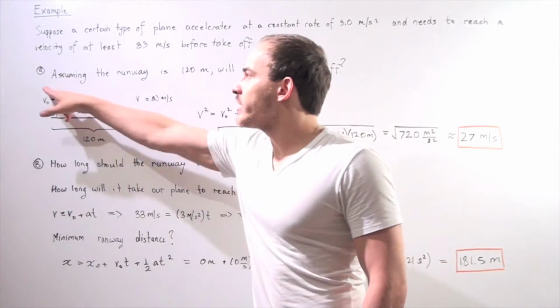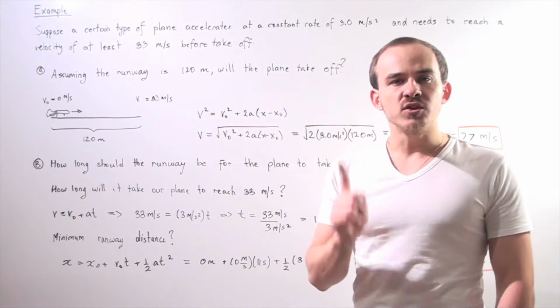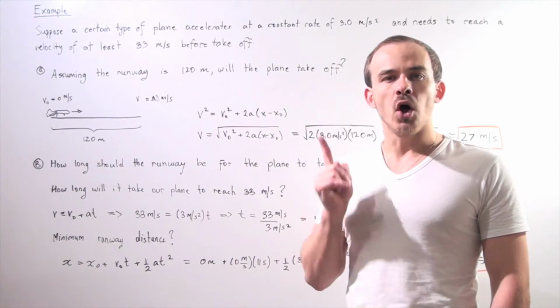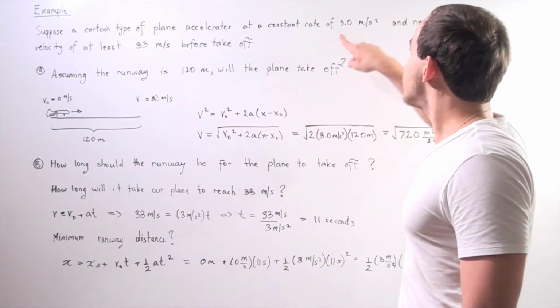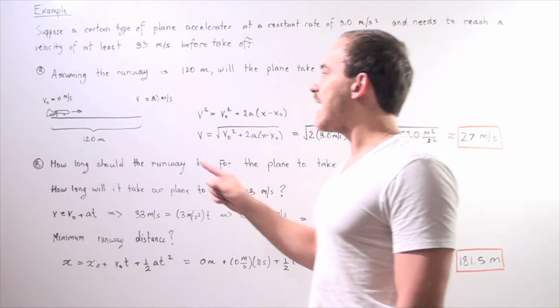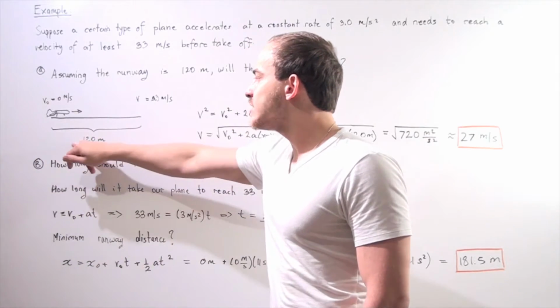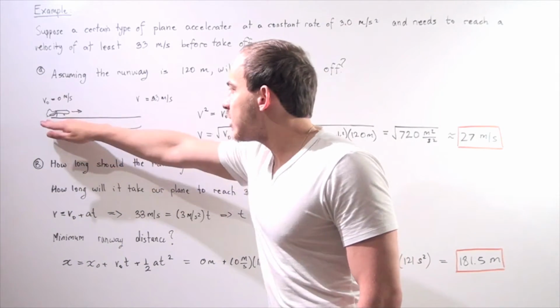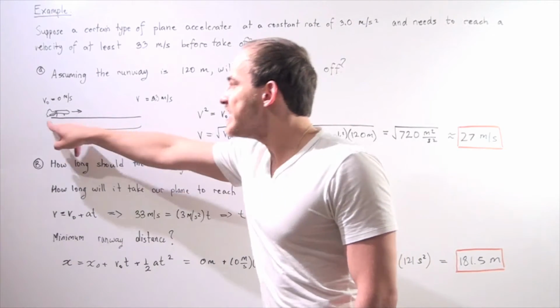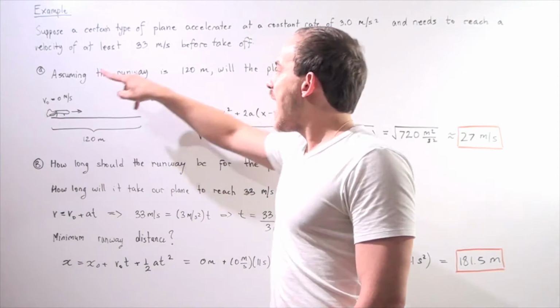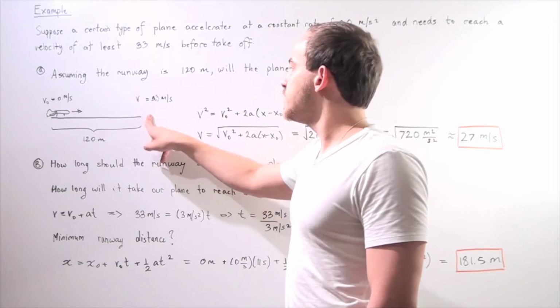Now, let's look at part A. Assuming our runway is 120 meters long, will our plane take off with this acceleration and given the fact that our runway is 120 meters? So, here's our runway. Our displacement is 120 meters. So our initial position is 0 meters. Our final position is 120 meters.